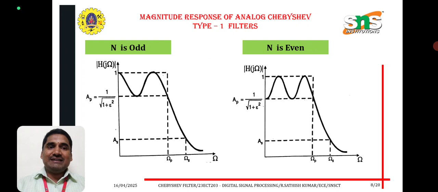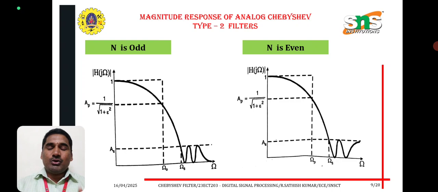For the analog Chebyshev type 1 filter, the error function is selected such that the magnitude is equiripple in the passband and monotonic in the stopband. Ap is the passband gain, 1 divided by root of 1 plus ε². The passband is equiripple and the stopband is monotonic. For n even, the graph may vary. In the magnitude response of the analog Chebyshev type 2 filter, the error function is selected such that the magnitude is monotonic in the passband and equiripple in the stopband, with the gain 1 divided by root of 1 plus ε². Similarly, for n even, it is monotonic in the passband and equiripple in the stopband, with passband gain Ap equal to 1 divided by root of 1 plus ε².